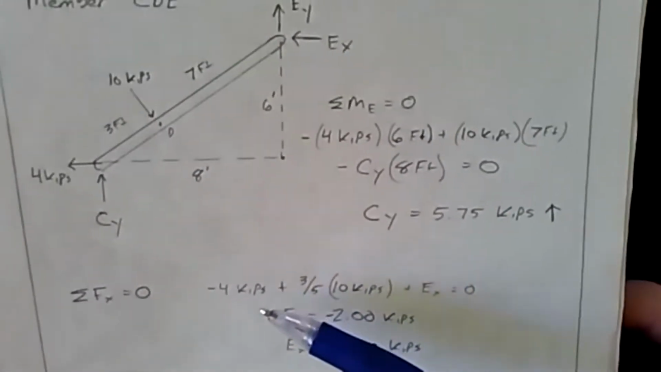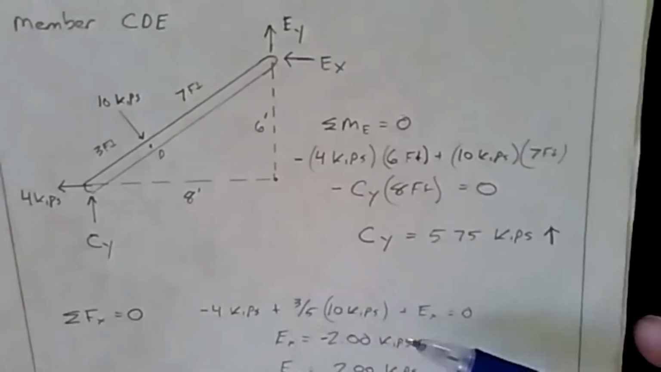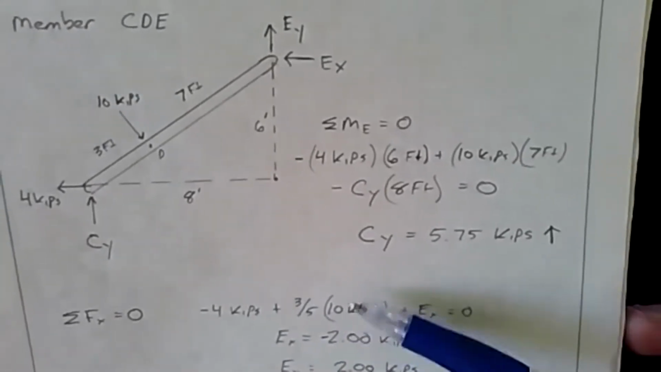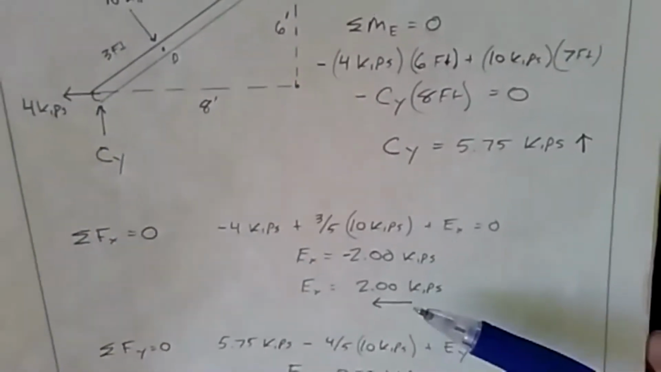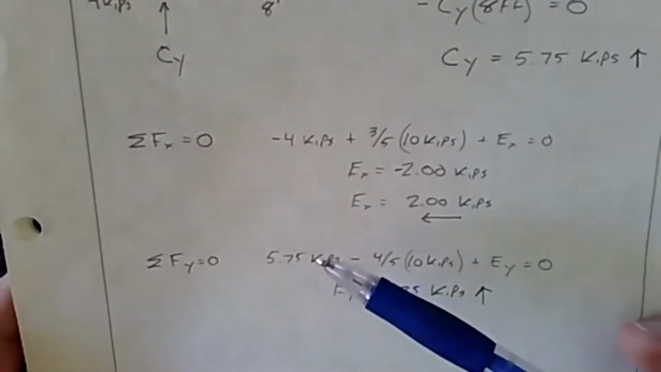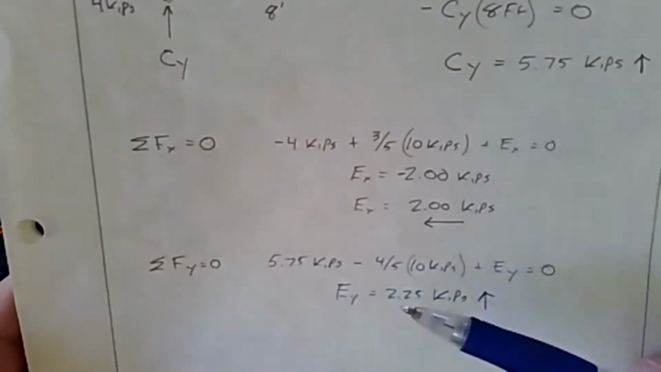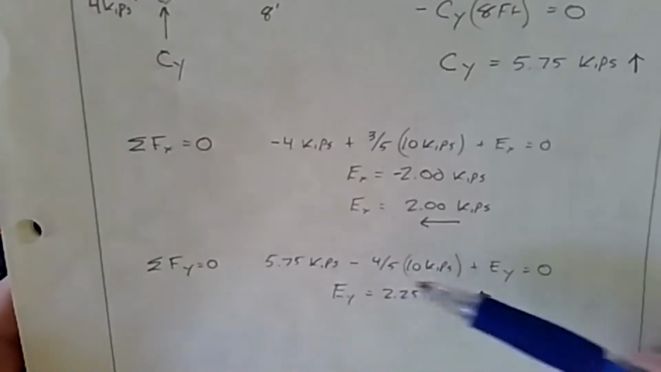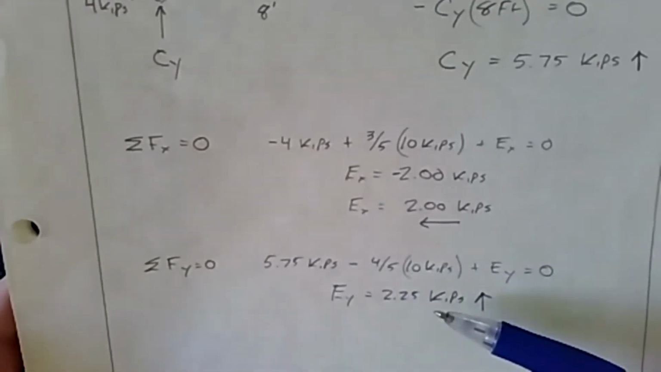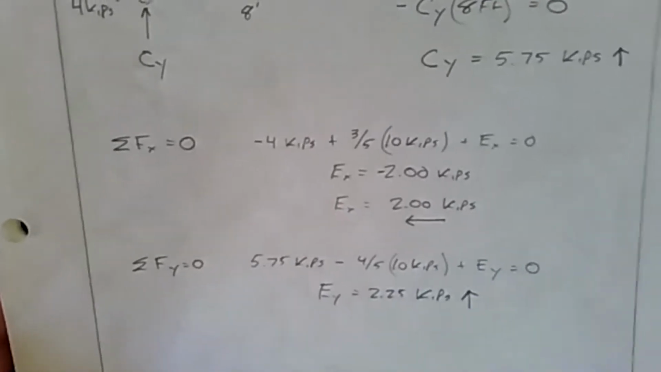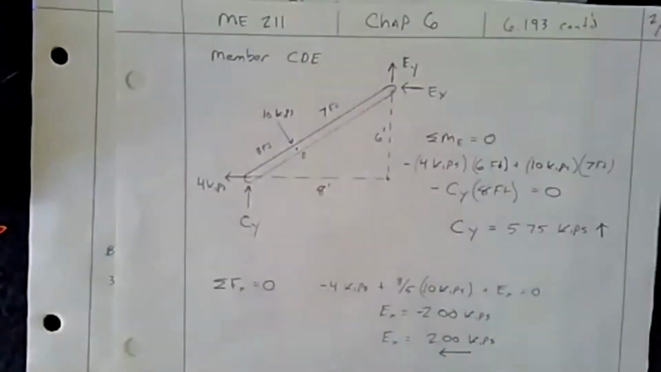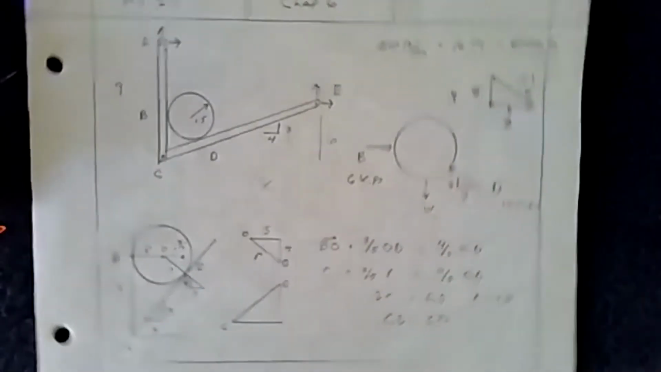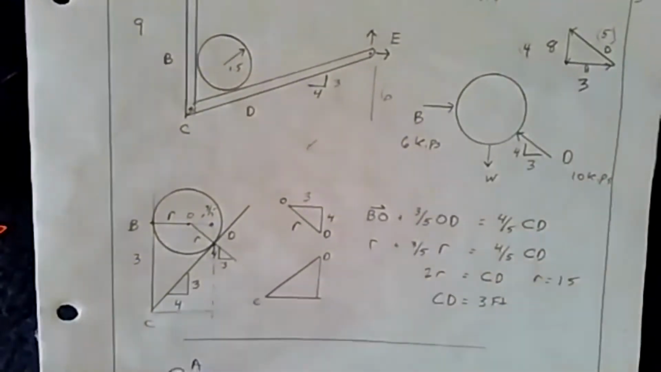Sum the forces in the X, we get -4 plus 3/5 of 10 kips, because that's still the 3, 4, 5 triangle, plus E sub X. E sub X is -2, or 2 kips going to the left. Sum the forces in the Y, 5.75, which was C sub Y, minus 4/5 of 10 kips, plus E sub Y. E sub Y is 2.25. So notice that once you have this part, you're done.